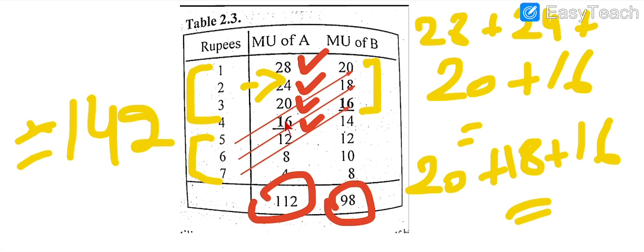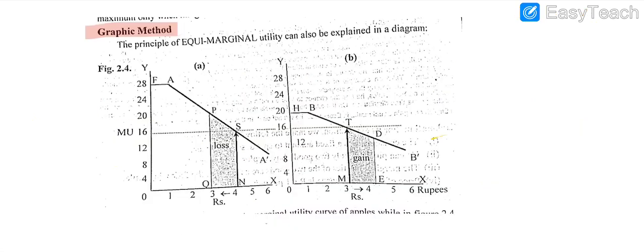It means according to the law, when you do spending in this style that the marginal utility of the last unit is the same, you will get maximum total utility, that is 142. Let's explain this with the help of the diagram. Here is the diagram.